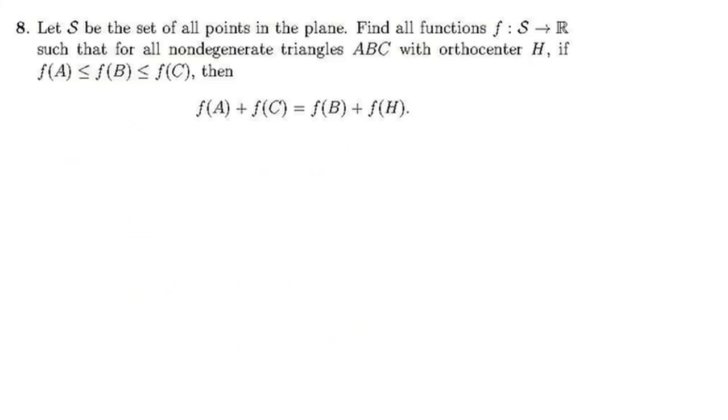PMO National Level 2023, last problem of day 2, the 8th problem. So it says, let S be the set of all points in the plane, find all functions f from S to real numbers, such that for all non-degenerate triangles ABC with orthocenter H, if f of A is less than or equal to f of B, less than or equal to f of C, then f of A plus f of C equals f of B plus f of H. So, for solving this problem, two things are useful.